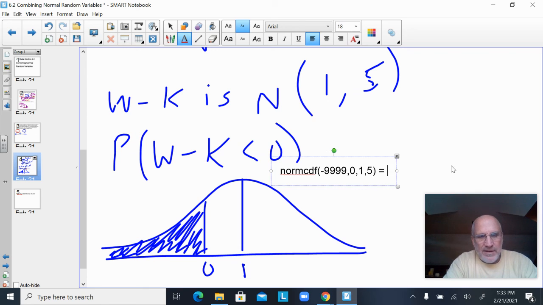And again, I'll get out my calculator. Second distribution, normal CDF, negative 9999, comma 0, comma 1, comma 5. Turns out to be 0.42. So apparently there's a 42% chance that Mr. Wagner will beat me when we play golf. So there's your explanation of how we can use the rules we learned with continuous normal random variables.